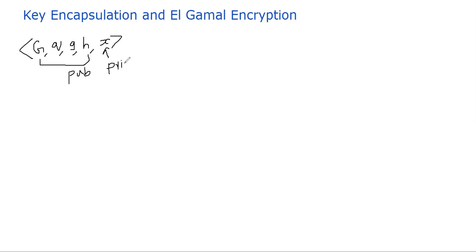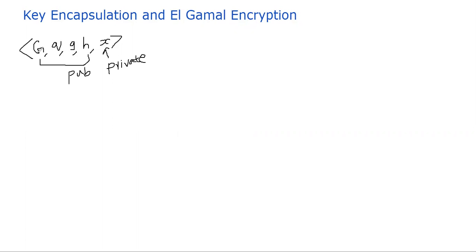For a sender to send a message, he needs to have the message M. The message M must be present in the group. That's a problem. What if the message is not part of the group? It may be a natural language text you are trying to encrypt, and it may not be a group element. So how do we handle that?